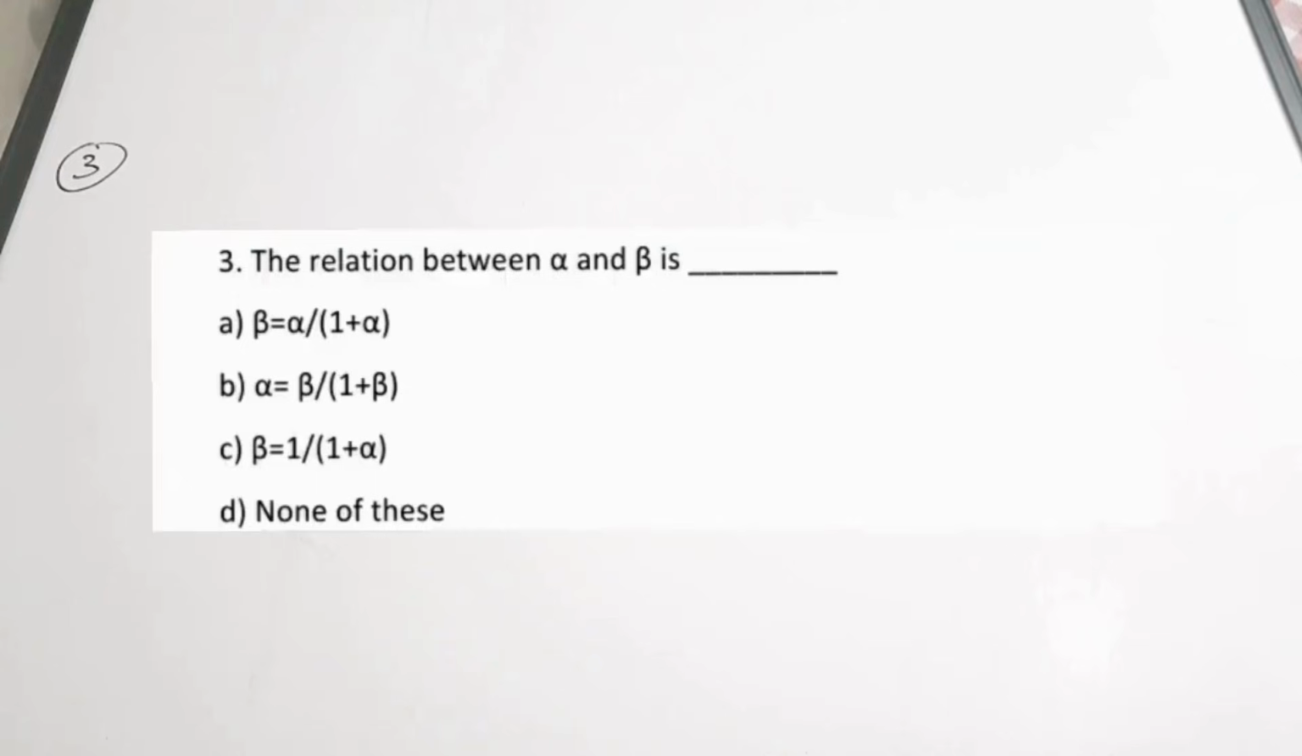Okay, so the third question is, the relation between alpha and beta is dash. This question is asking for the relation between two current gains, alpha and beta. The options are A, beta equal to alpha by 1 plus alpha. Option B, alpha equal to beta by 1 plus beta. C, beta is equal to 1 by 1 plus alpha, and D, none of these.